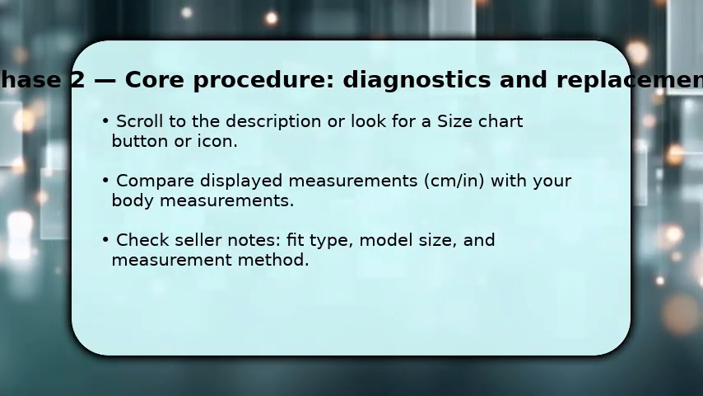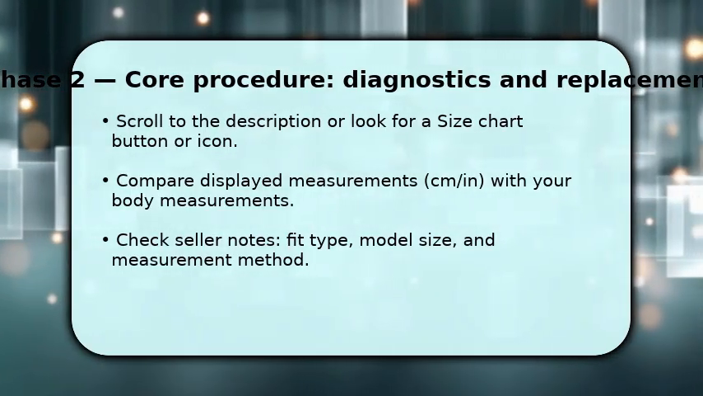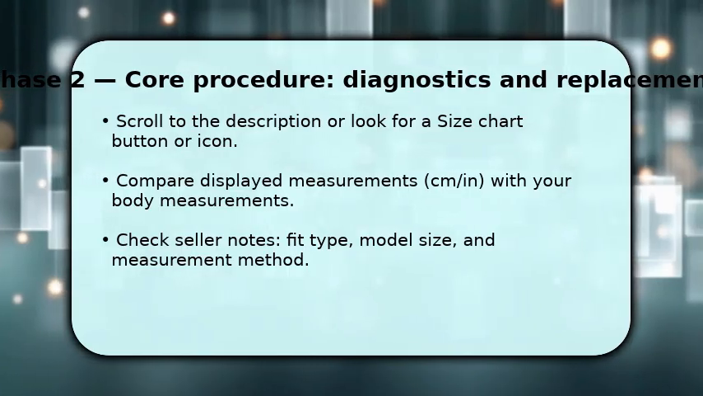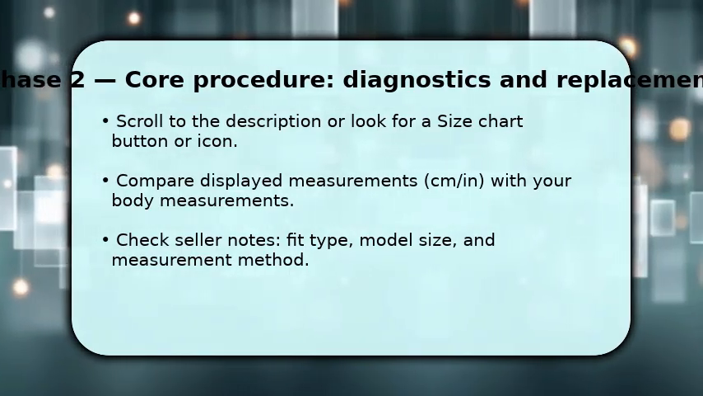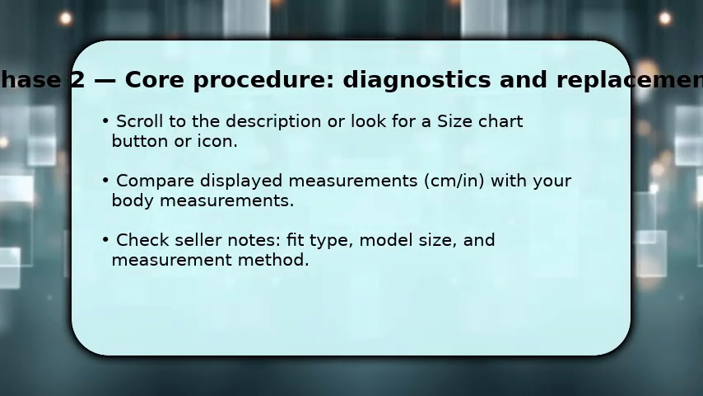Measure chest, waist, and hips using a tape measure and write them down. Also note seller notes about fit, whether it runs small or provides stretch, because that affects which size you pick. Make adjustments based on intended fit and layer allowance.